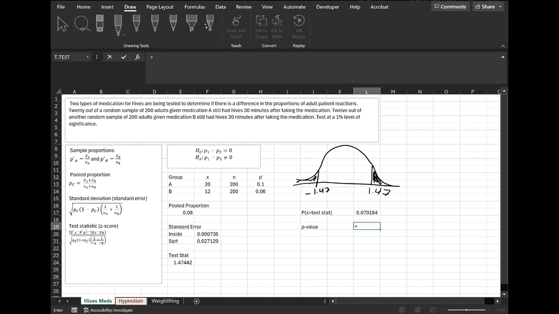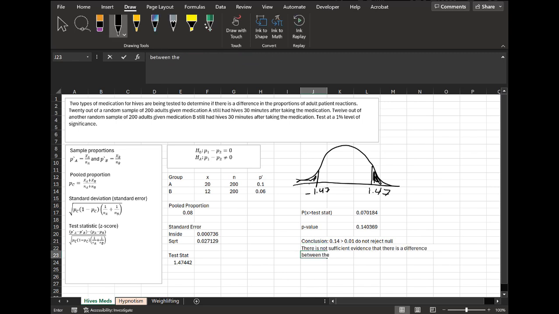So for the p-value, I'm going to take 2 times this test statistic. So for my conclusion, I see here that I have 0.14 is of course greater than 0.01, so we do not reject the null. There is not sufficient evidence that there is a difference between the medications. So yeah, there's not sufficient evidence.